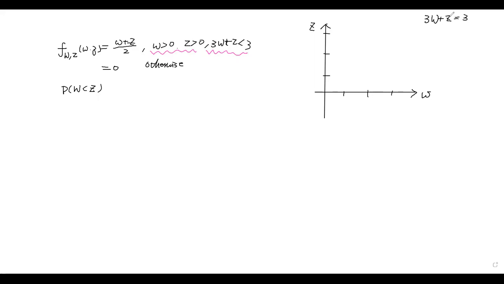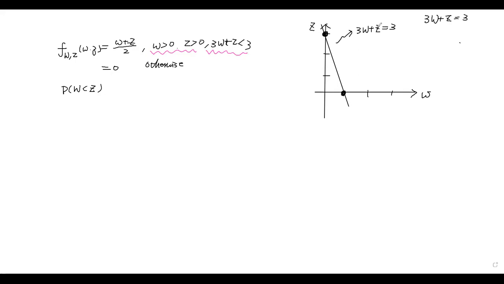When W equals 0, Z equals 3. When Z equals 0, W equals 1. So this is the line we're going to have. This looks pretty good. This line is 3W plus Z equals 3.